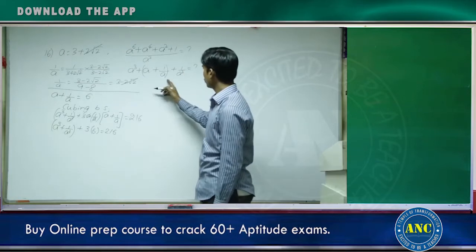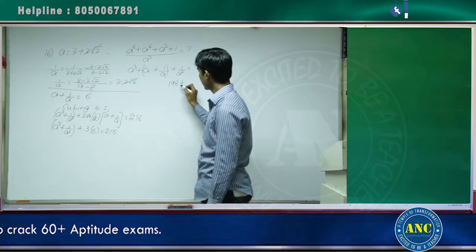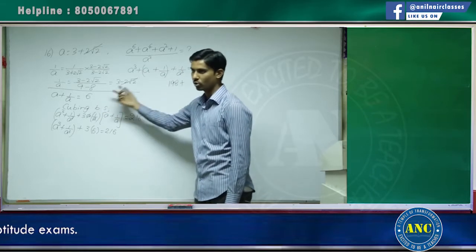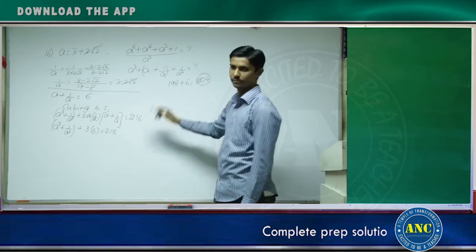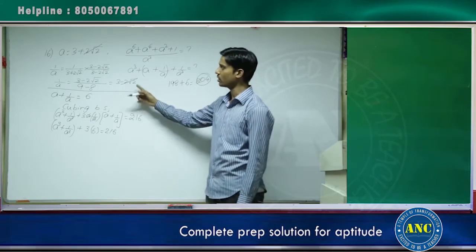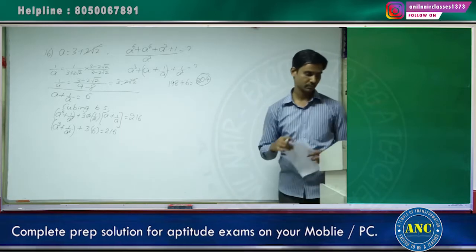198. Now you know this. A cube plus 1 by a cube is 198, plus a plus 1 by a, whose value is also known as 6. So your answer should be 198 plus 6, which is 204. Clear with the approach? It is a combination of surds and indices and algebra, whatever we have done earlier.